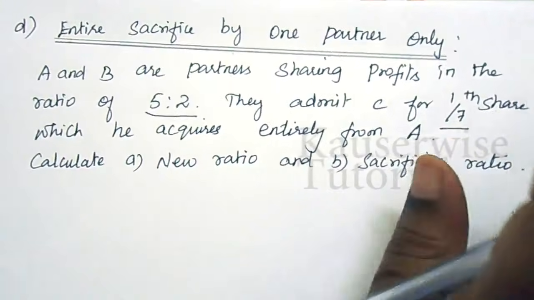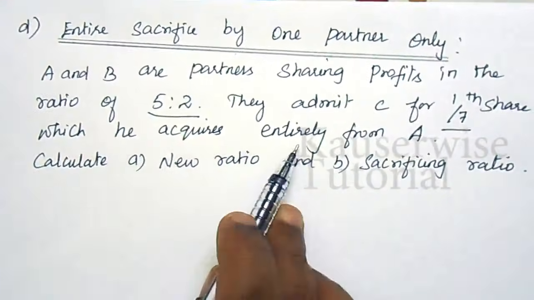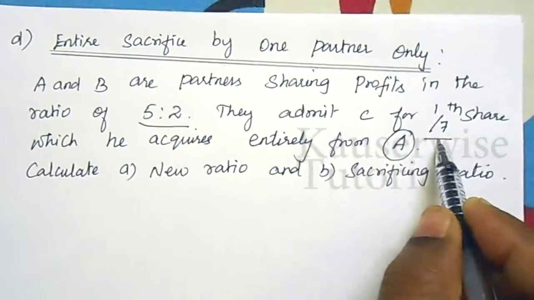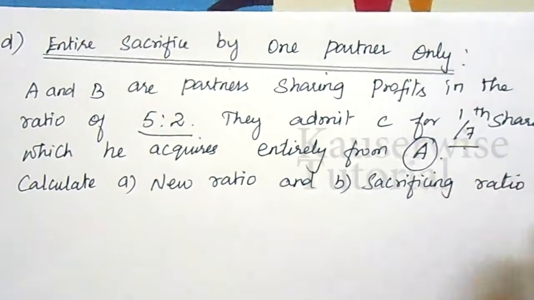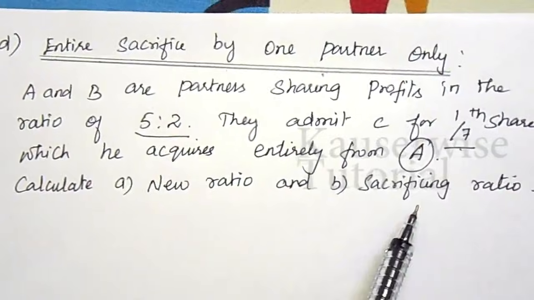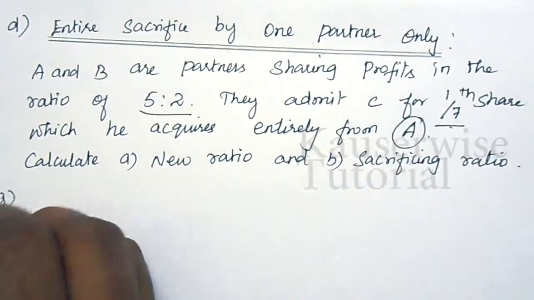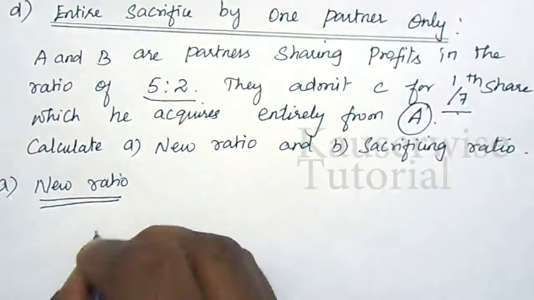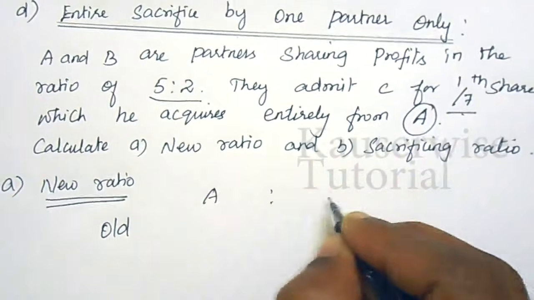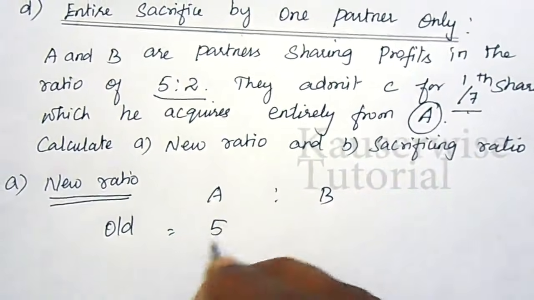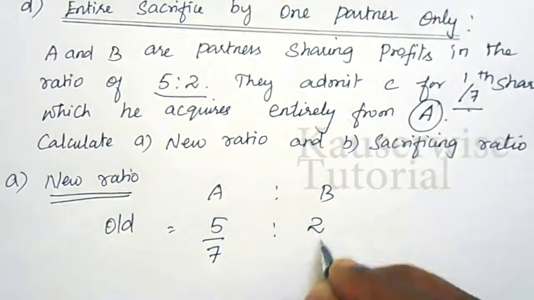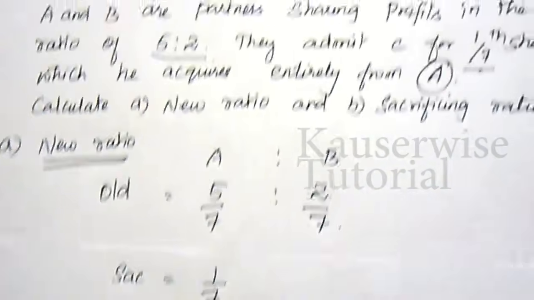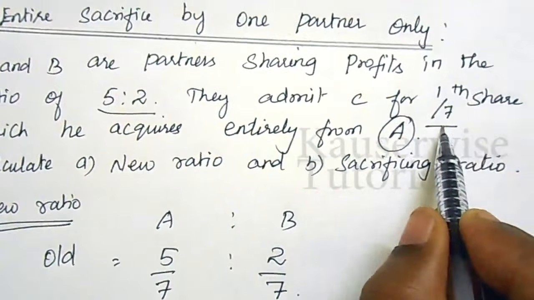So this information is given in the problem itself, which he acquires entirely from A. So only one partner sacrificed the entire share to the incoming partner. With this information, they ask you to calculate new ratio and sacrifice ratio. So the first one, new ratio. For that, take the old ratio, A and B. Their old ratio is 5/7 and 2/7. Sacrifice ratio is 1/7. The entire 1/7 share is sacrificed by A.